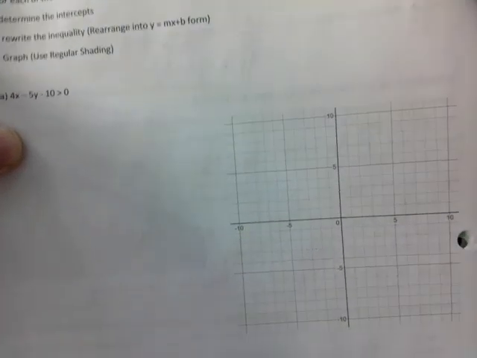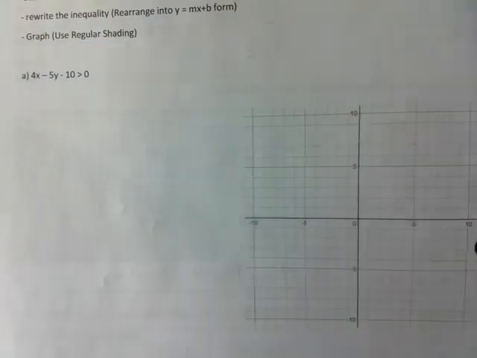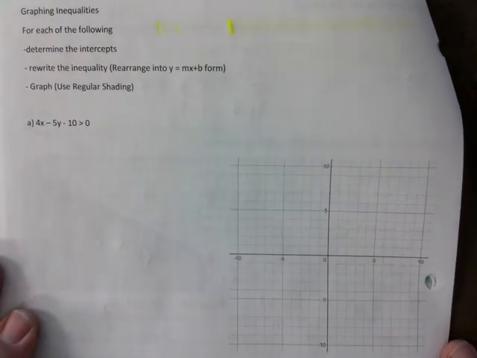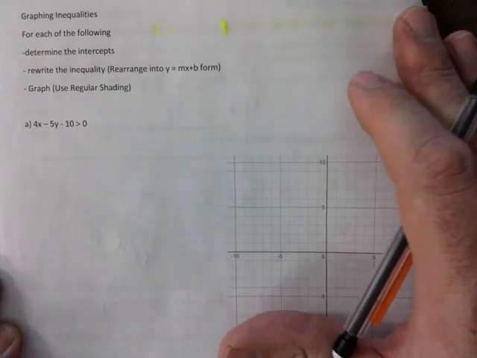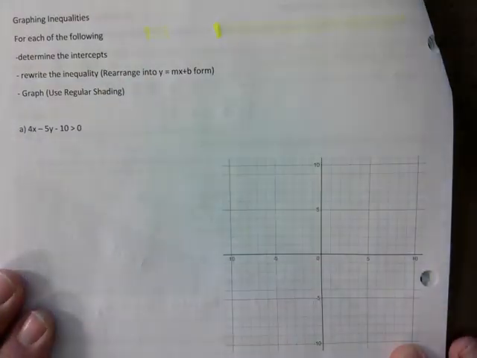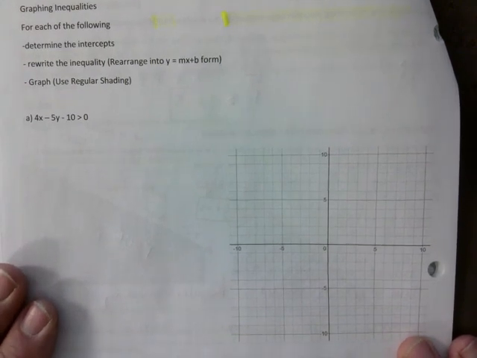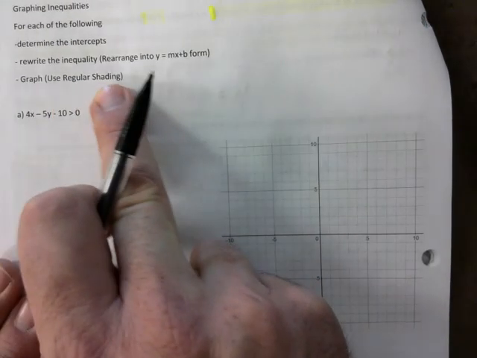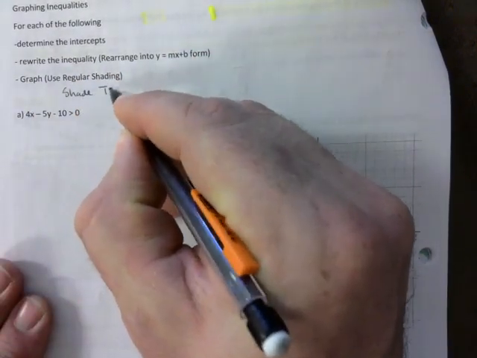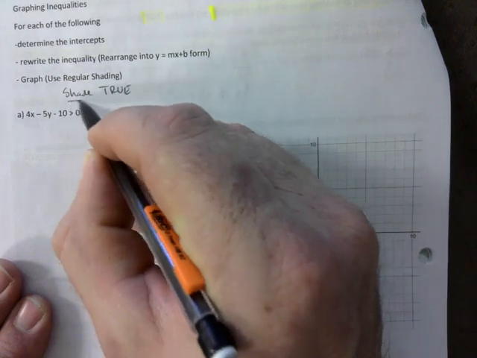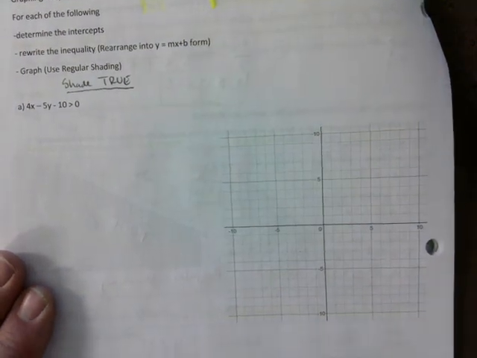Okay, let's do some graphing here. Let's put this into action. Graphing inequalities, and I'm going to do the same method throughout this unit. If you have a different way, that's fine, but I will stick with one method, okay? For each of the following, determine the intercepts, rewrite the inequality, and graph. Use regular shading. I'm telling you to use regular shading. So we're going to shade the true region. Shade true, right? That's what we're going to do, for now.